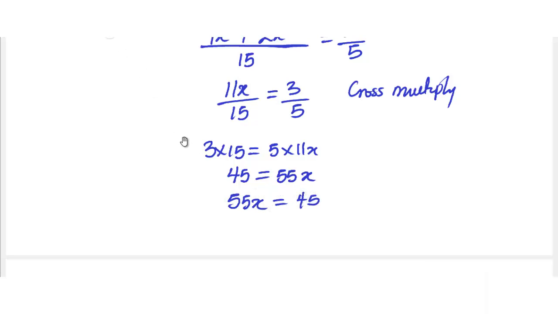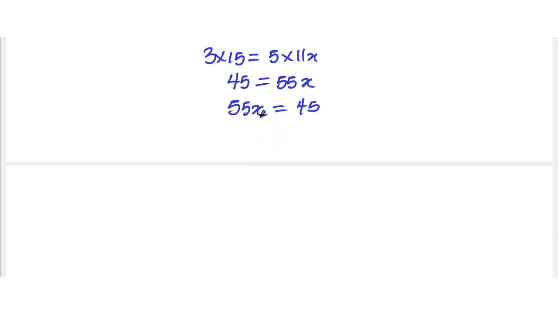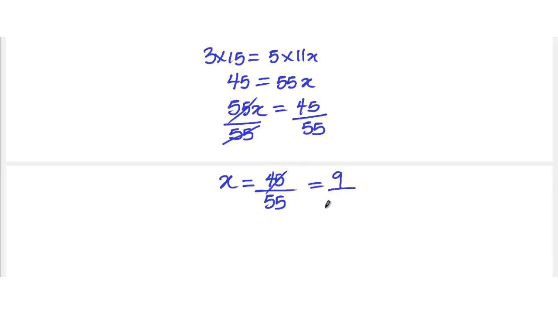For me to get the value of x, I'll divide both sides by the coefficient of x, which is 55. I have 55 here, 55 cancels 55. So we have x equal to 45 over 55. The question is, 5 can still go, right? 5 in 45 is 9, and 55 divided by 5 will give us 11. So the value of x that will make the left-hand side of the equation equal to the right-hand side is 9/11.